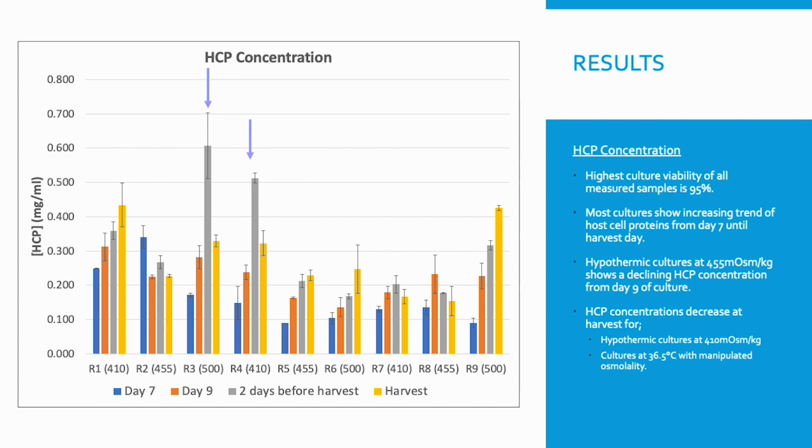The cultures run at 36.5 at 455 milliosmol per kg, denoted by R2, show a decreased whole cell protein level on the harvest day. But this low level could correlate to the low IVCD results earlier on. Although with the highest IVCD, the culture run at 32 degrees at 410 milliosmol per kg also shows a decrease in whole cell protein concentration on harvest day.